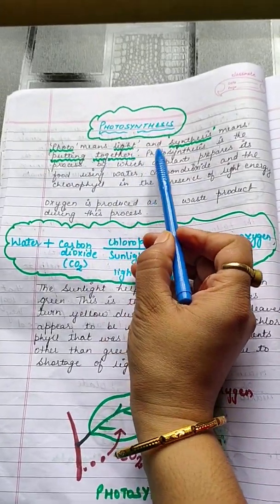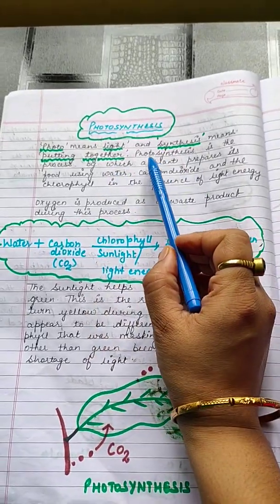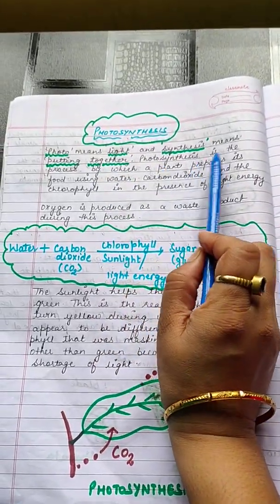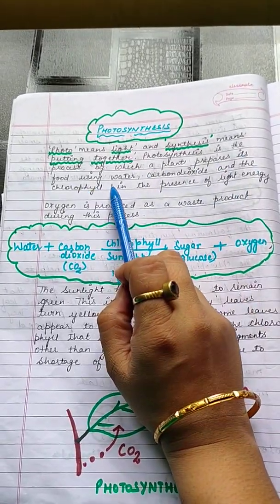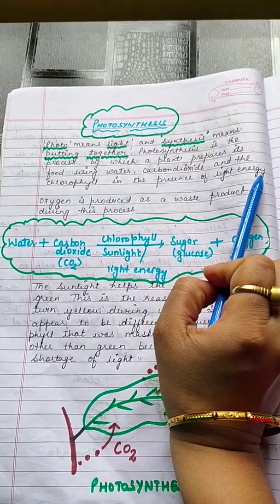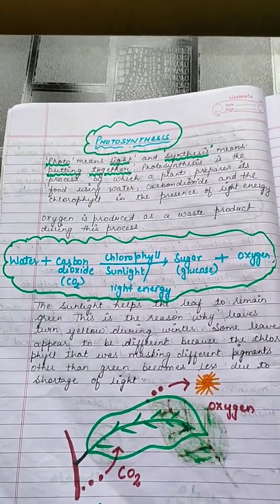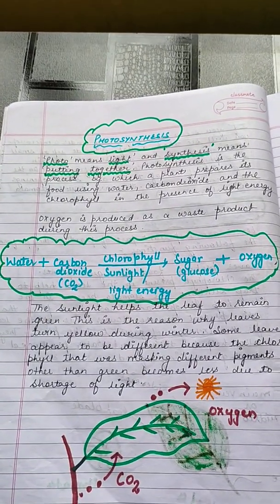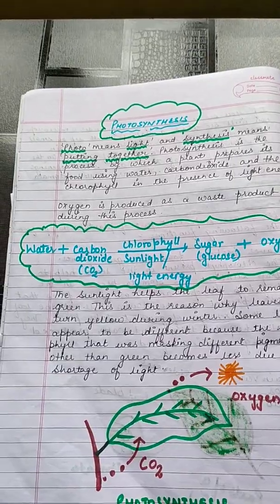Photo means light and synthesis means putting together. So photosynthesis is the process by which a plant prepares its food using water, carbon dioxide and chlorophyll in the presence of light energy.